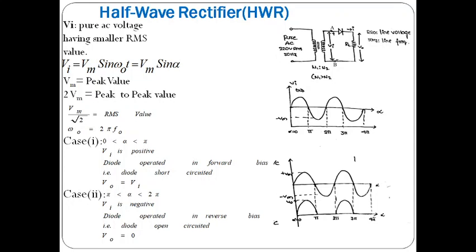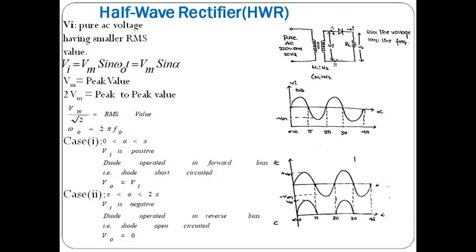Again from 2 pi to 3 pi it is the positive half cycle, so the diode is forward biased and current flows through the resistive load. The output is the same as the input because we are considering no drop across the diode. Again from 3 pi to 4 pi, it is the negative half cycle, so the diode is in reverse bias, no conduction.